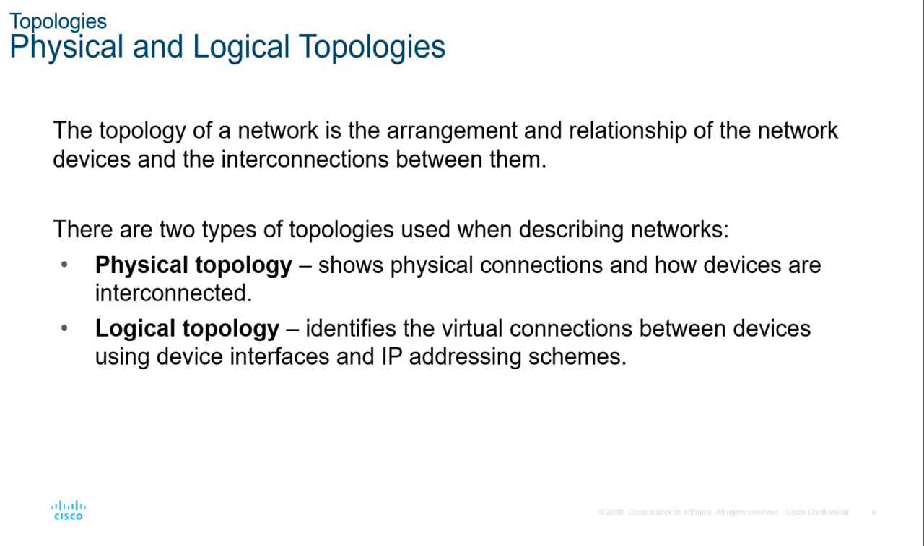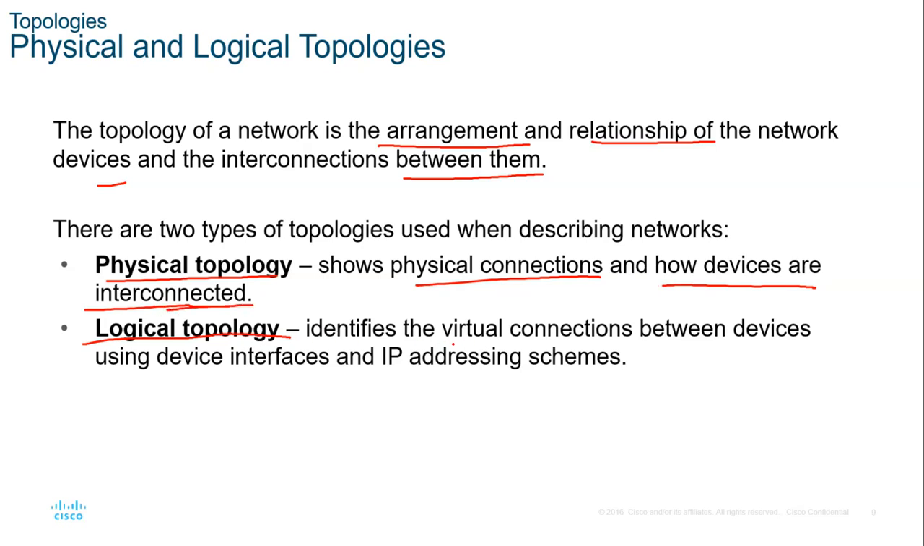So the topology of a network is the arrangement and relationship of network devices and the interconnections between them. There are two types of topologies used when describing a network: physical topology and logical. Physical shows the physical connections and how devices are interconnected.